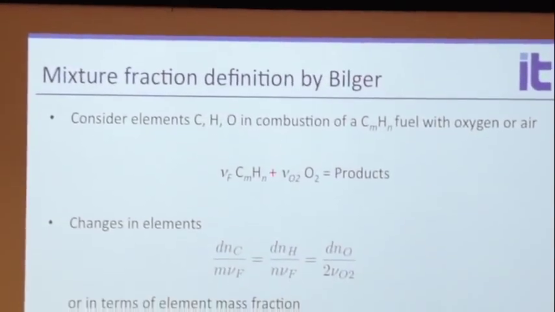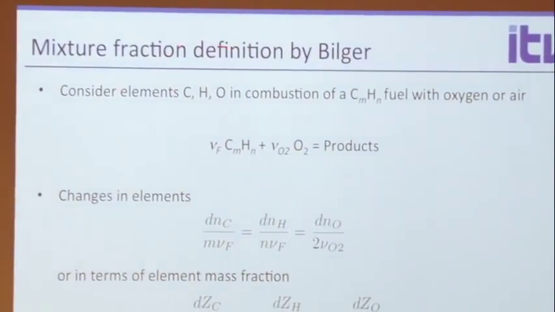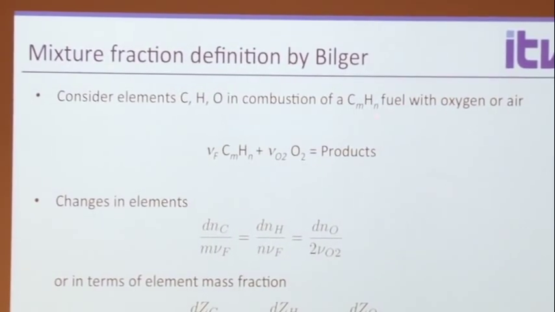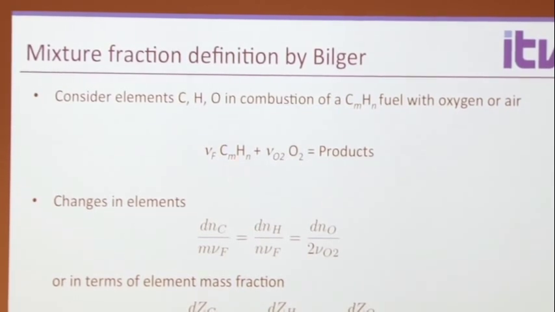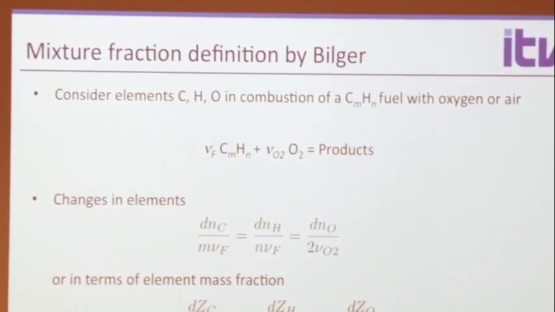And so there's another definition here that is just based on counting the elements. As I said earlier, the elements are conserved, so from that we can also derive a coupling function. So this is how you do this. Consider C, H, and O as elements in a fuel, C_mH_n, that burns with oxygen or air. Then this is how a global reaction would look. This is combustion of a hydrocarbon fuel.